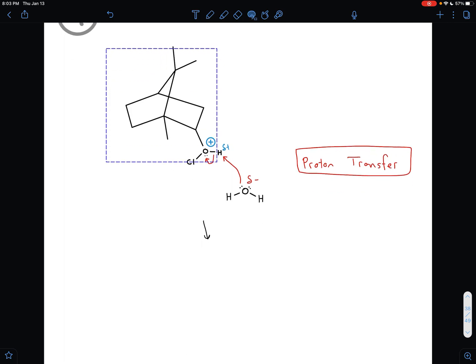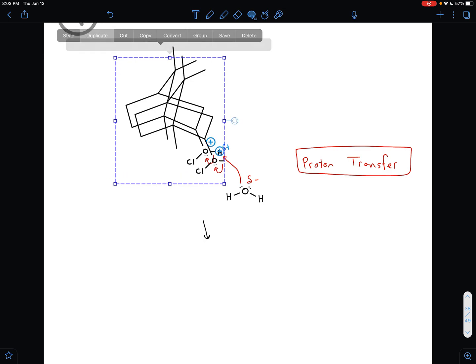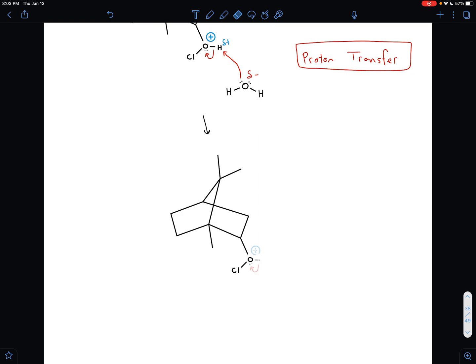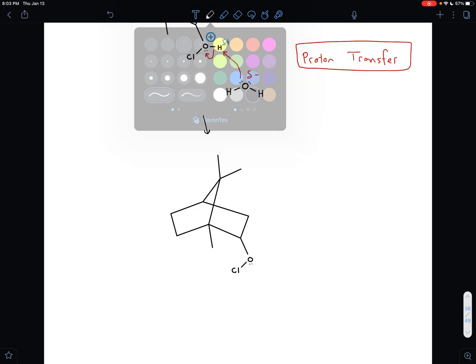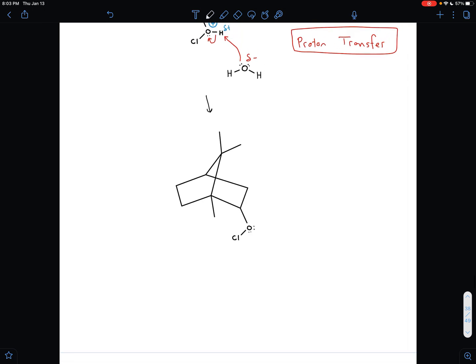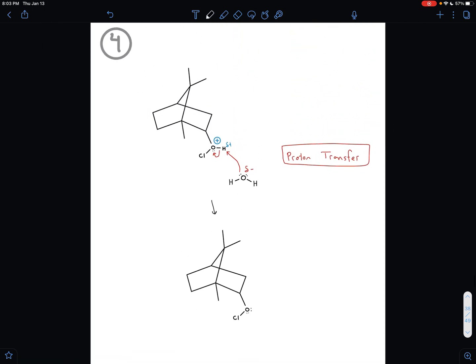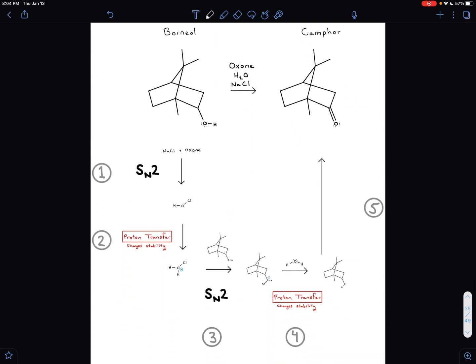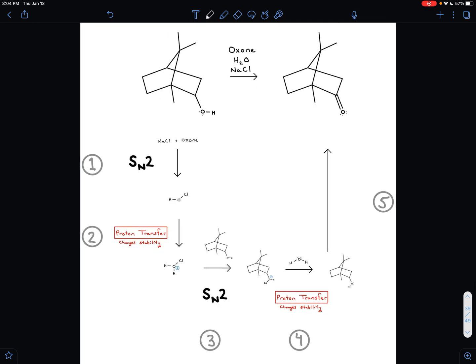you are left with something that looks a lot like Borneol, but where you have a chlorine on the oxygen instead of a hydrogen. So that's this fourth step, this proton transfer to stabilize the Borneol. So if you think about what we've accomplished so far in the 4 steps of the mechanism, all we've really done was we've taken the hydrogen that was on Borneol and we've replaced it with a chlorine. That's what we've done so far.